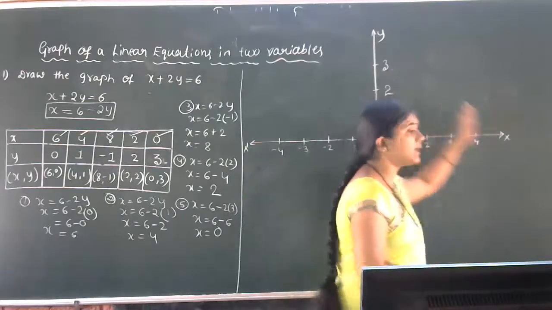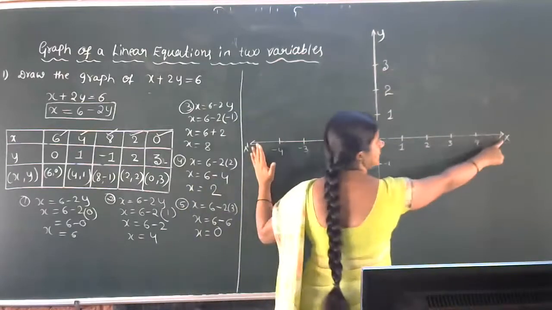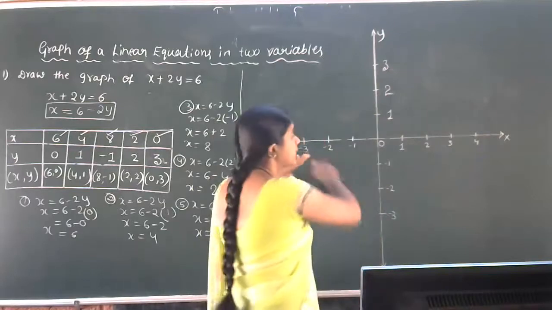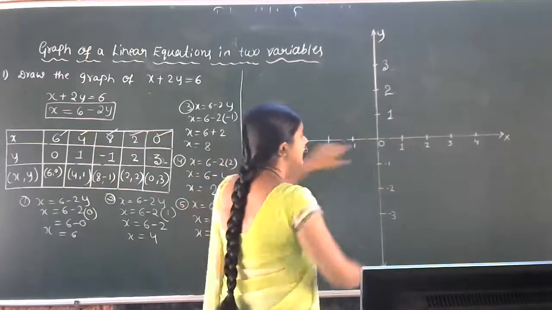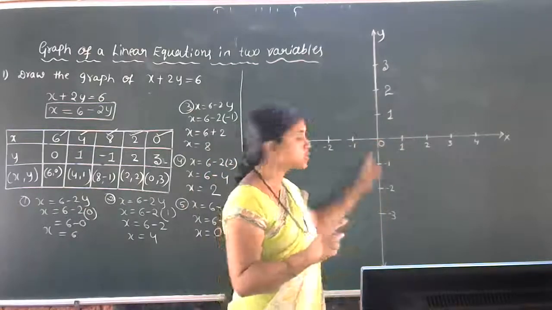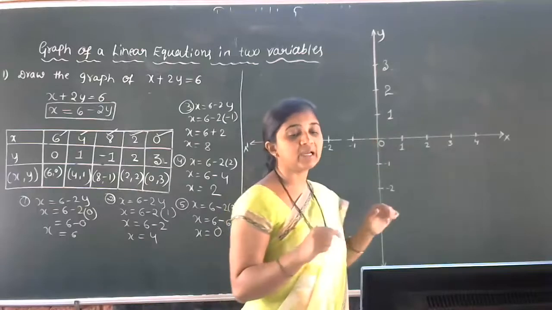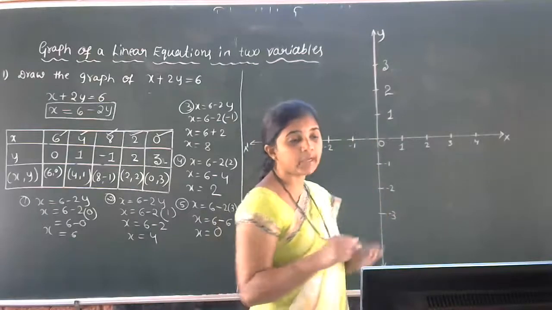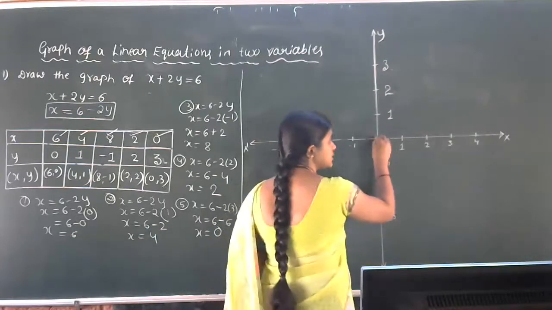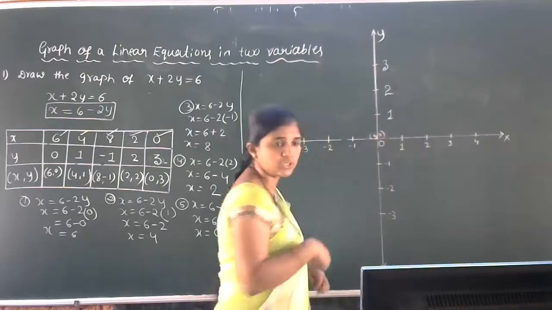So you all have the idea of the Cartesian plane, no? This horizontal line's name is the x-axis and this vertical line's name is the y-axis. Both the horizontal line and the vertical line intersect at one common point, that is the origin. So what do we call this point? Origin. The coordinates of this point are 0, 0. On the x-axis also 0, on the y-axis also 0.